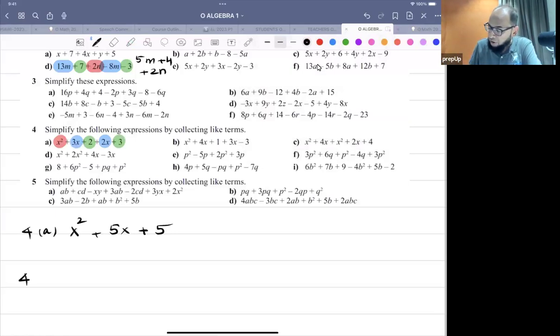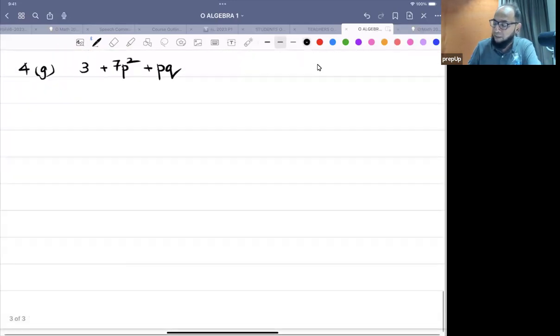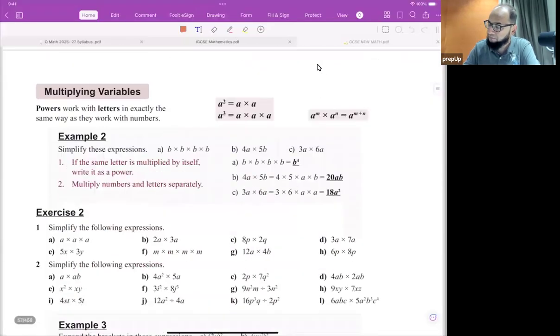For example, if I talk about 4g, so let me focus on 4g. There is 8, there is negative 5, then there is 6p square and p square. These two are like terms. And then there is pq. So therefore, the answer is 8 minus 5, which is 3. 6 plus 1, that is 7p square. And then there is pq. That's the last one. So that is the answer for this part. So this was about simplified expression. Something again very, very basic.